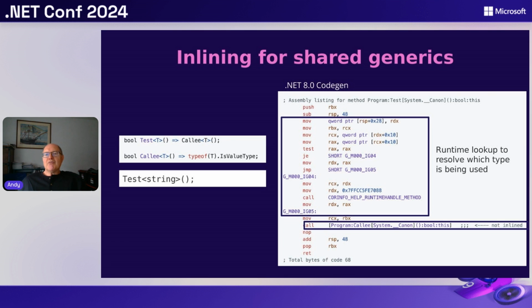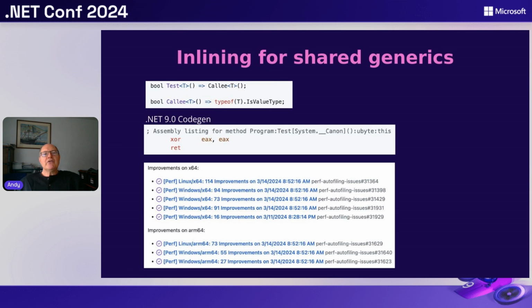And if we invoke it on something like string, it'll turn out that string is a reference type. So typeof(T).IsValueType is going to be false. So we're doing all of this work basically to discover something that maybe should have been obvious to us, that the answer was indeed false.